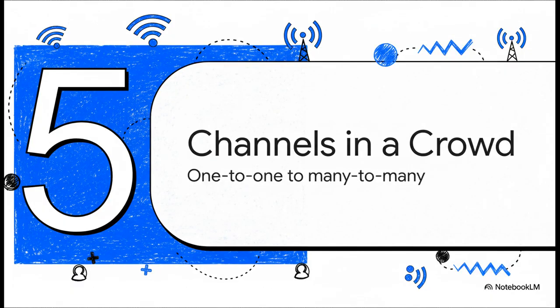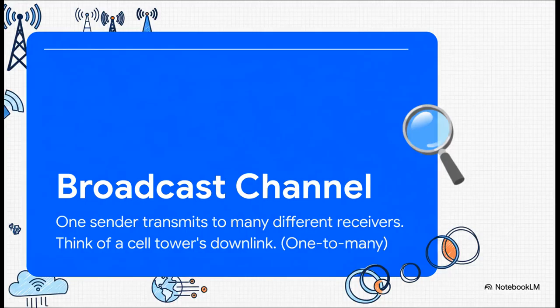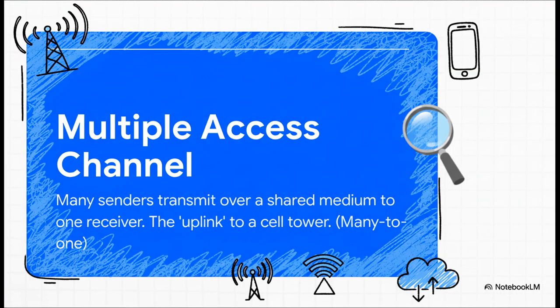Okay, so far we've mostly talked about simple one-to-one channels, but the real world is a crowded place. So let's look at what happens when multiple users all need to share the same medium, like in a cellular network. First up, you have a broadcast channel. This is one-to-many. Think of a single cell tower sending data down to all the different phones in its area. One sender, many receivers. Simple enough. The reverse of that is called a multiple access channel. This is many to one. It's the uplink. That's when all those different phones need to send data back to that one cell tower. This takes a ton of careful coordination to make sure they don't all talk over each other.